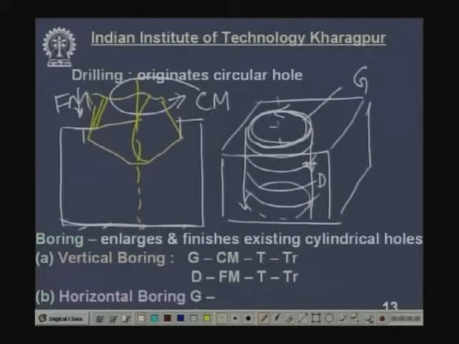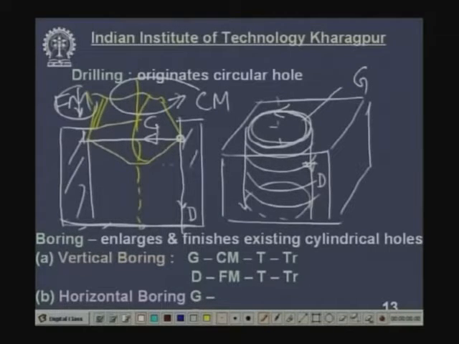The cutting motion is given to the tool, along with the feed motion. Now, this is the point of contact. When this is subjected to rotation, this point will trace a circle. So, this is a circle, this is the generatrix, and the feed motion, in which the cutting tool gradually moves downward, is the directrix. What is the result? The result is the hole. We make this cylindrical internal surface. Now, what is boring?